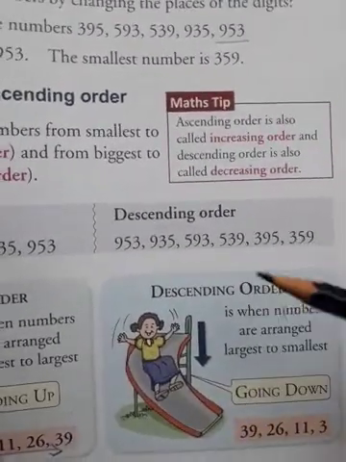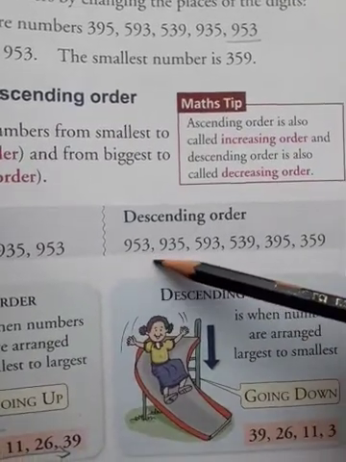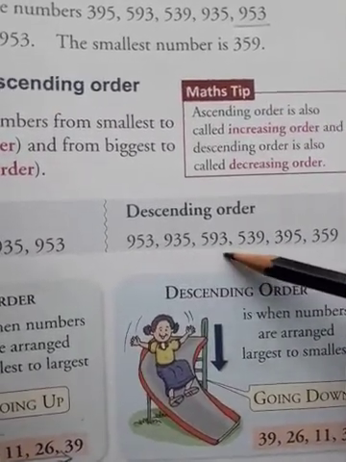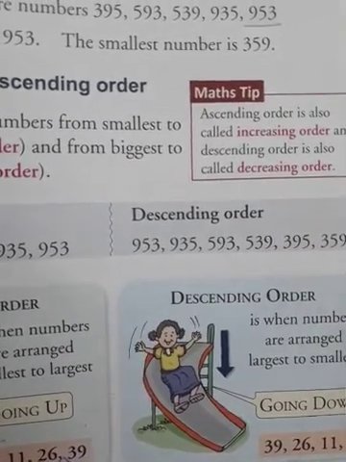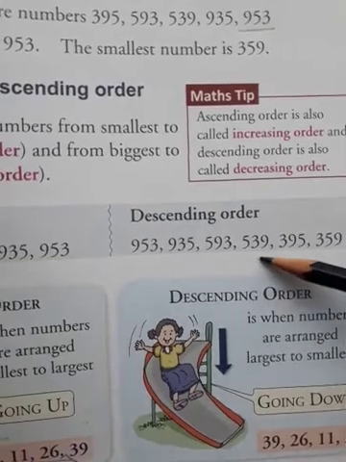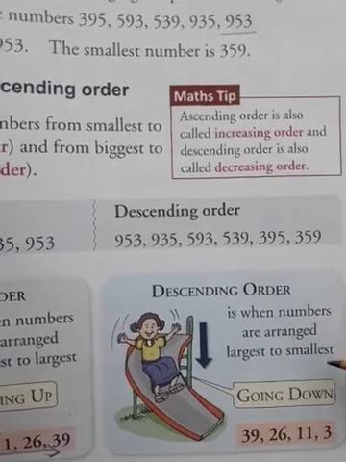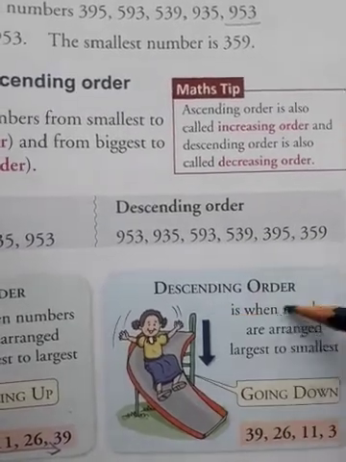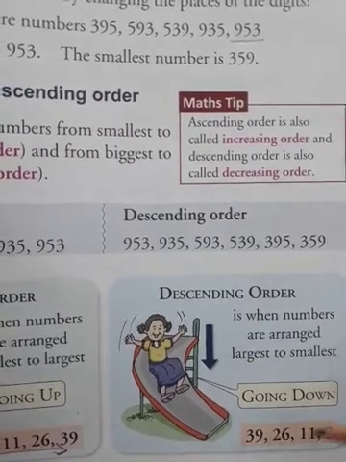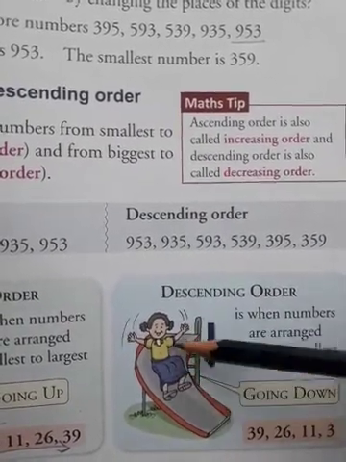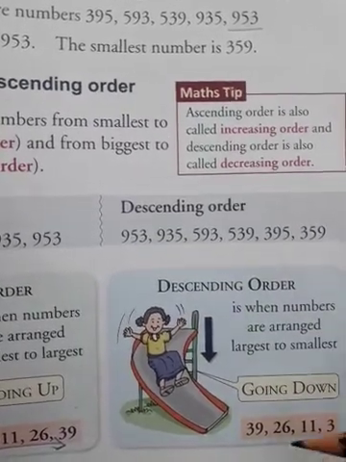descending order. Here you can see the arrangement of numbers from biggest to smallest: 953, 935, 593, 539, 395, 359. So this is the arrangement of numbers from biggest to smallest. This is called descending order or decreasing order. Decreasing order is when numbers are arranged largest to smallest, going down. You can see in this picture this girl is going down. So this is called decreasing order.